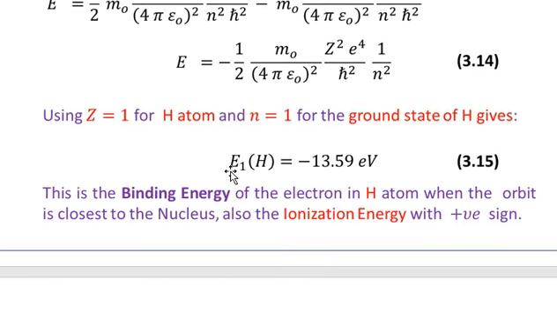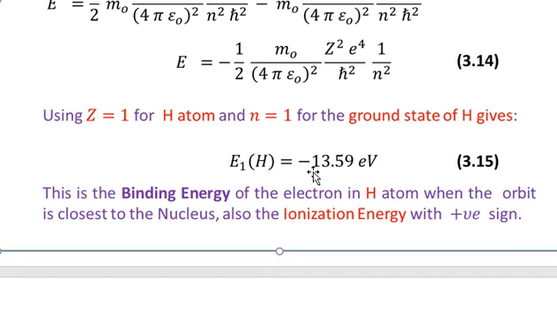If I use Z equal to 1 for the hydrogen atom and n equal to 1 for the ground state of the hydrogen atom, then of course I can find the binding energy for the first orbit of the electron, which will be E1 of the hydrogen atom. That is, the energy corresponding to the first quantum state, or the ground state, of the hydrogen atom is equal to minus 13.59 electron volt. This negative energy indicates that this is the binding energy of the electron.